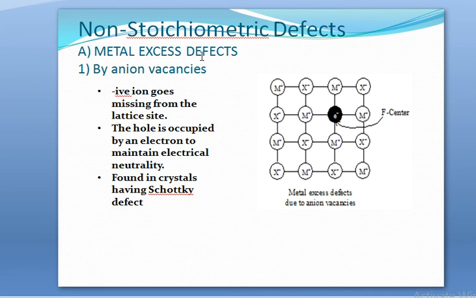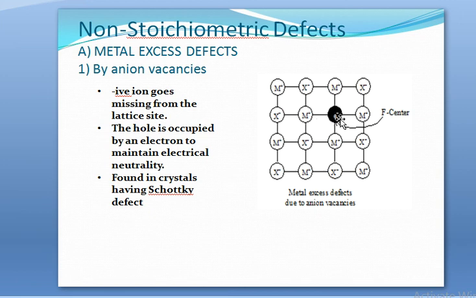And metal excess भी दो reasons की वजह से हो सकती है. The first can be by anion vacancies. Metal excess होना कैसे? The first thing is by anion vacancies. You have this crystal lattice in front of you. M plus इसमें metal ions है, cations, and X negative इसमें anions है. What happens here is that a negative ion goes missing from the lattice site. That is the defect. One of the negative ions, it can be more also, goes missing from the lattice site.